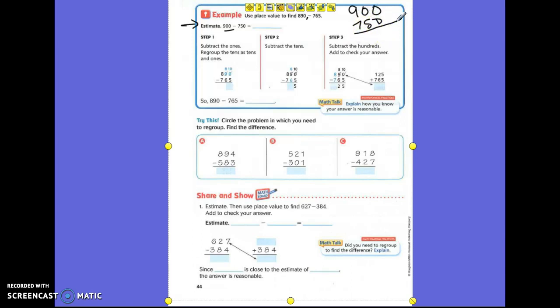Now, you guys keep getting tricked on these. 0 minus 0 is 0, but 0 minus 5 is not 5. A lot of you are putting 5. You have to go to the 9 because you can't take 5 away from 0.